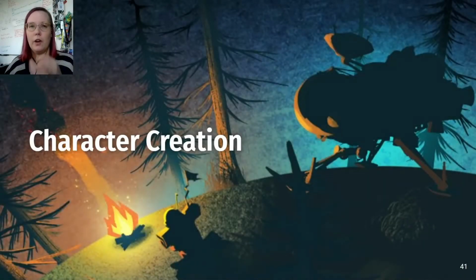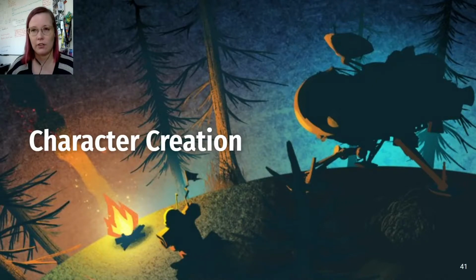So now that you are in a place where you have thought about the summary, you've thought about your player experience, you've perhaps written a plot outline, or you've started to think about how your story might be structured, now we can move on to character creation, which for a lot of you might be kind of the fun part.